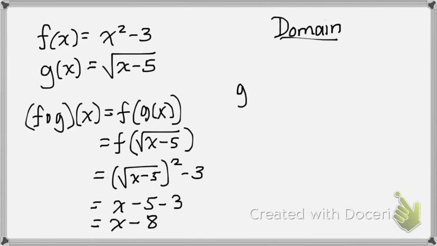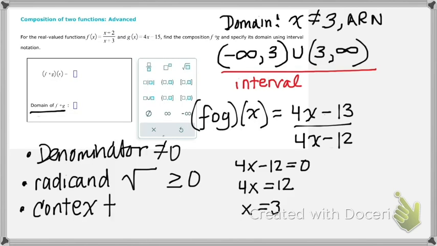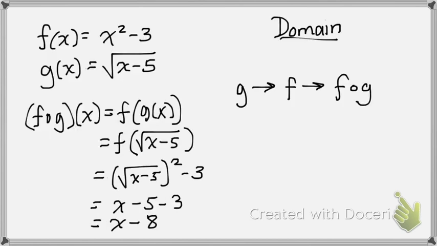That I started with g, and then I went into f, and then I came out with the composition. And I have to think about that flow of inputs and outputs, and is there any limitation in there on the domain? Now with this one, we get lucky. We don't have to think about it. We can just go straight to the denominator and just say that's our limitation. We could go through the process that I'm about to go through, but it's not necessary in that case.